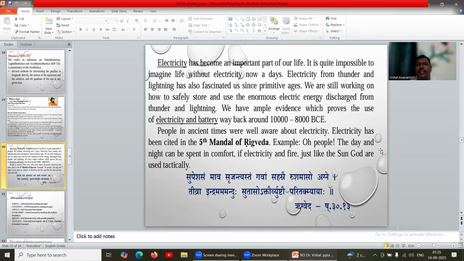Electricity has been cited in the fifth mandala of the Rig Veda. For example: O people, the day and night can be spent in comfort if electricity and fire are used, just like the sun. Here is one Rigveda shloka in the Sanskrit language.